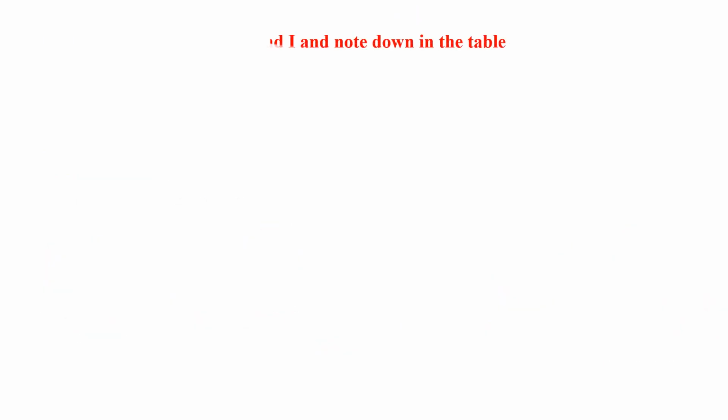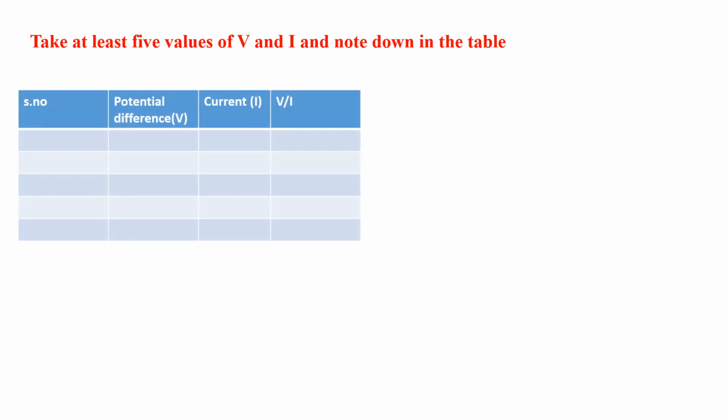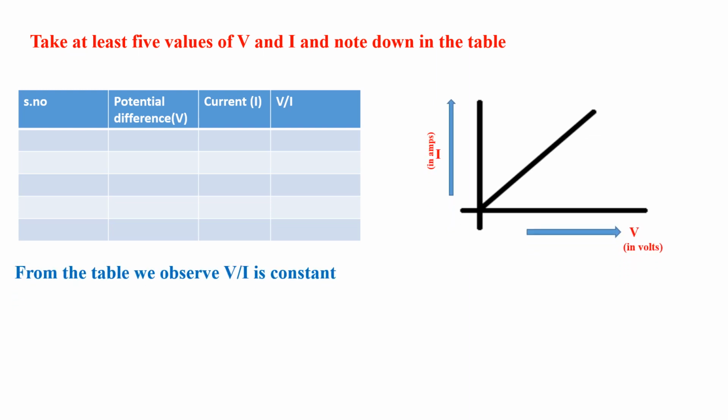Now let us take all those materials, connect them, and start to take the readings. We take at least 5 readings, as I told you, from 0 to 4.5. At 0, the potential difference is 0, so there is no current there. If we write down all the 5 measurements, you will observe that the measurement V by I is constant.